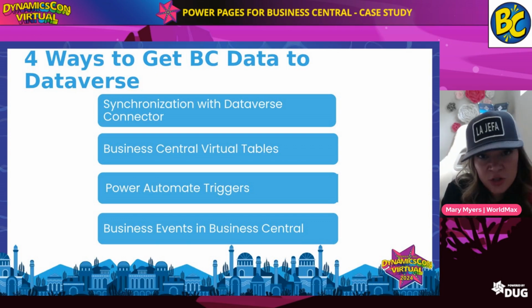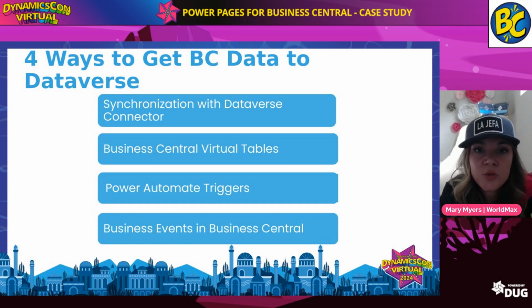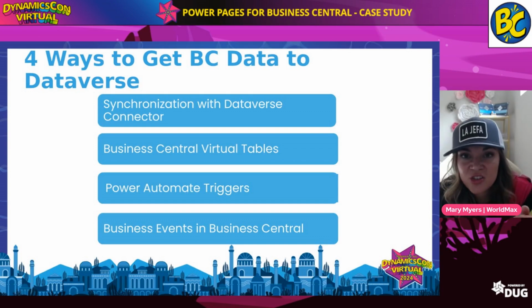So that's going to be where you go and you download that virtual table app and you put your Dataverse connection in there, and then you set up those different syncs, and we have our coupling records, right? So that's one way to get our Business Central data to Dataverse, and that's just fine. We also have our Business Central virtual tables, right, which we just alluded to.